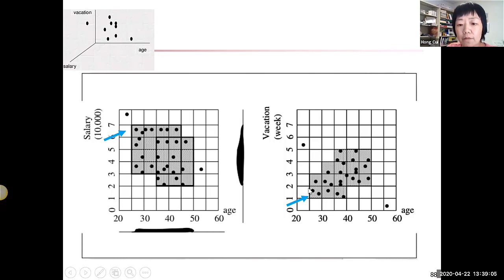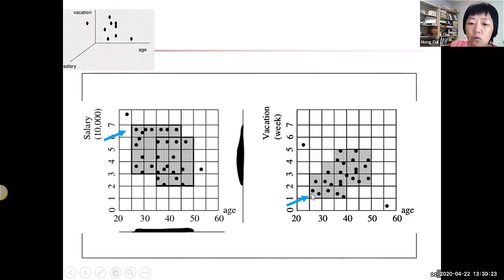So let's see, we have this as dense. If the number of points in this unit is greater than 2, then this is considered dense. Then we have a dense unit here. We have a dense unit here, and all those units are dense.